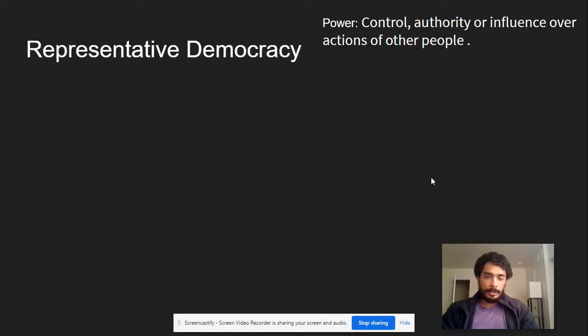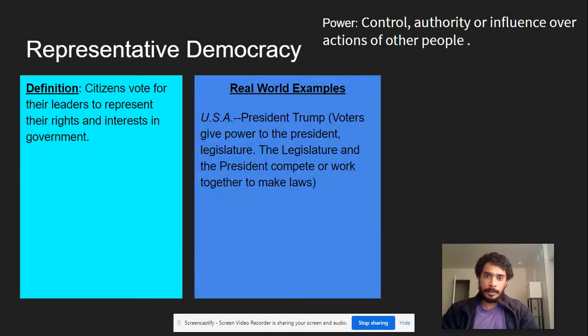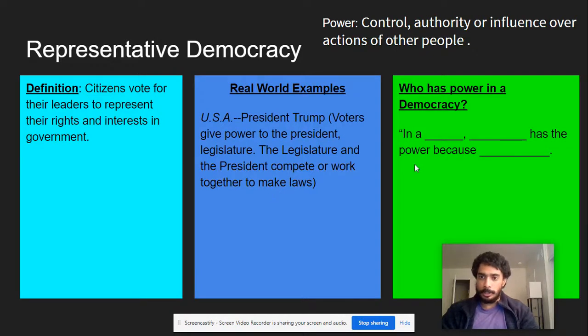We're going to focus on representative democracy, which is where citizens vote for their leaders to represent their rights and interests in government. Real world examples are the US. President Trump is the leader of the US. Voters give power to the president and to the legislature. The legislature and the president compete or work together to make laws. Now I want you to think, who has power in a representative democracy?